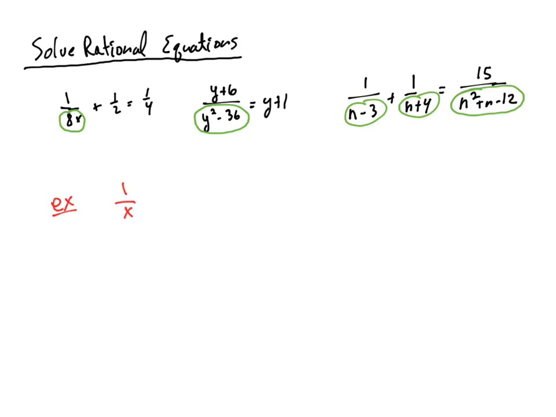If I have 1 over x plus 1/3 is equal to 5/6. Now what we want to do is solve for x. To do that, what we want to do first is figure out what the least common denominator is of each of these fractions. So the least common denominator here is going to be 6x. Okay, so what we do is we multiply each term by the least common denominator.